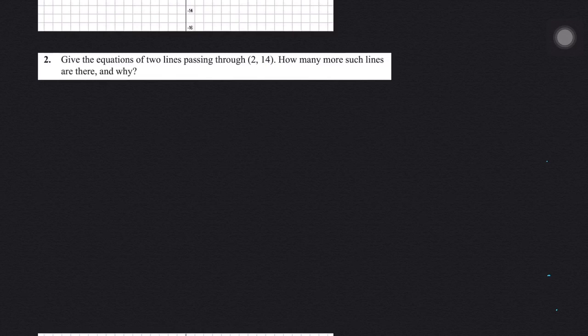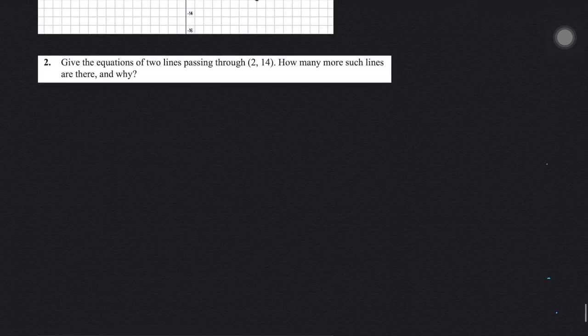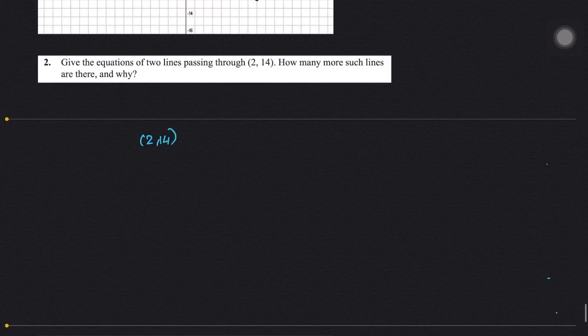Question number 2. Give the equations of two lines passing through 2 comma 14. The given point is 2 comma 14. That means the value of x is equal to 2 and the value of y is equal to 14. Then how many such more lines are there and why?